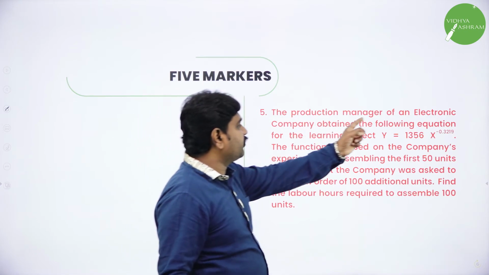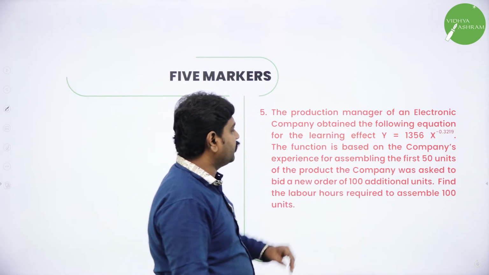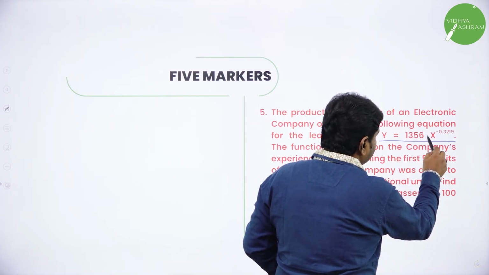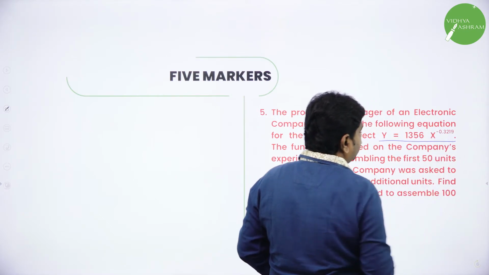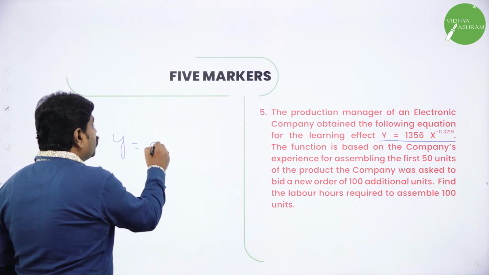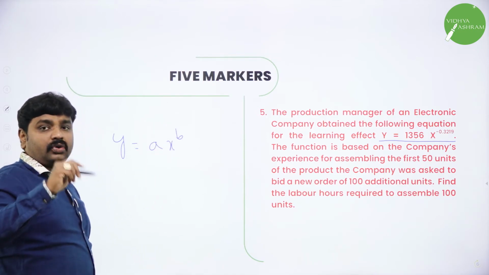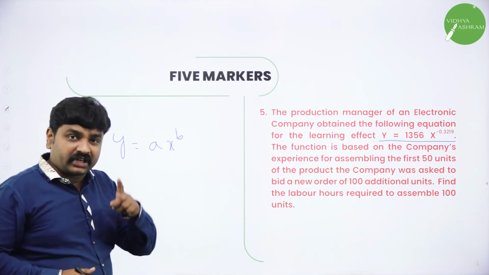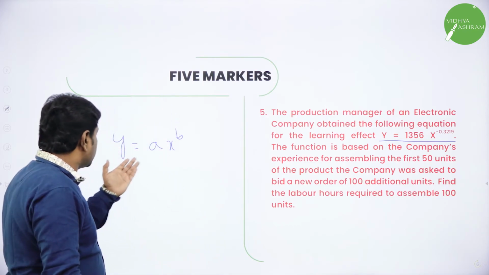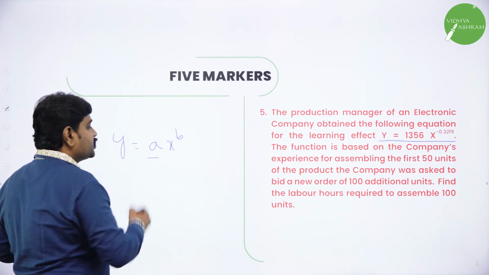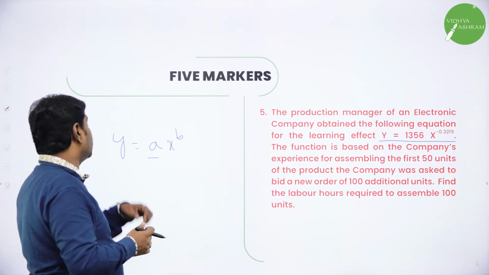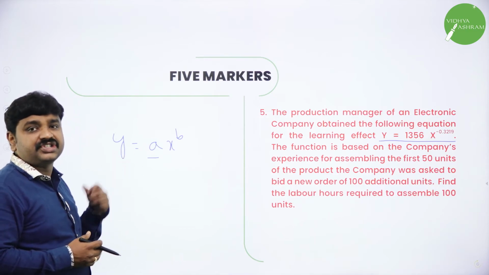The production manager of an electronic company obtained the following equation. They gave an equation, y is equal to 1356 into x power minus 0.319. You can observe the equation is in the form y is equal to ax power b. All of you know what is y equal to ax power b. When I started the chapter, I taught you the learning curve equation. What is the learning curve equation? Y is equal to ax power b. What is a? Time for first unit. What is x? Cumulative units produced. What is b? Index of learning. What is y? Cumulative average time.